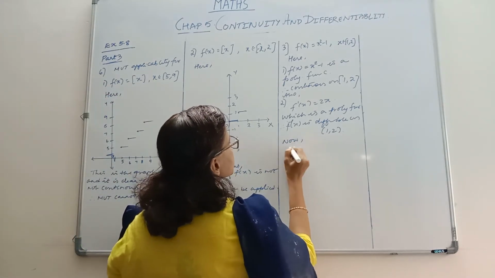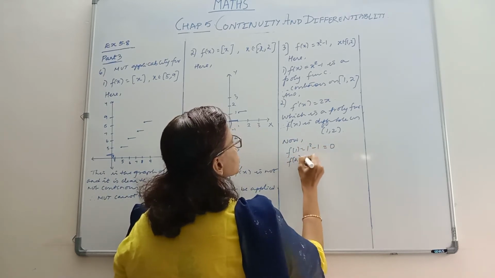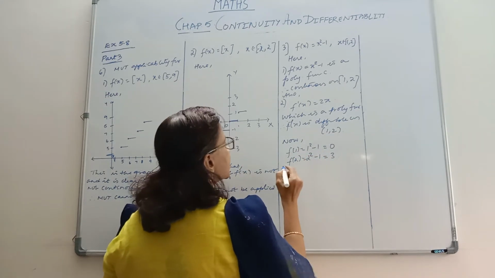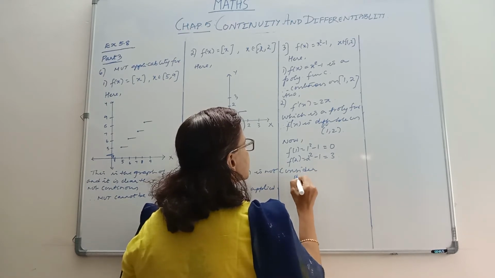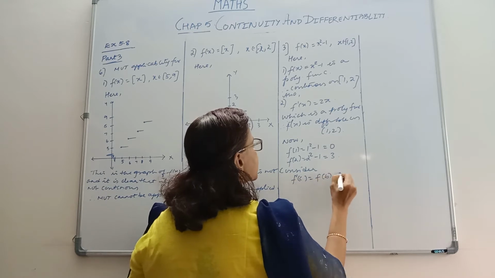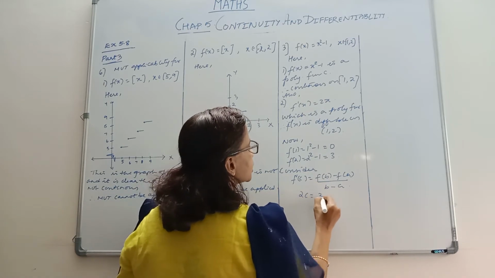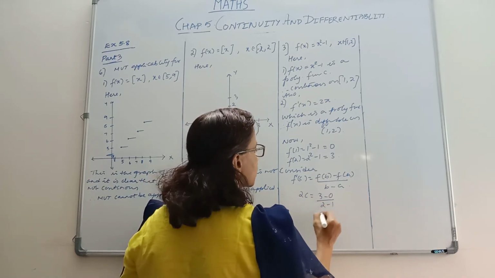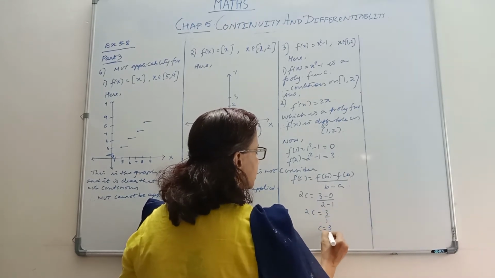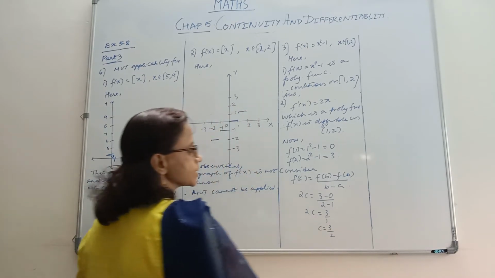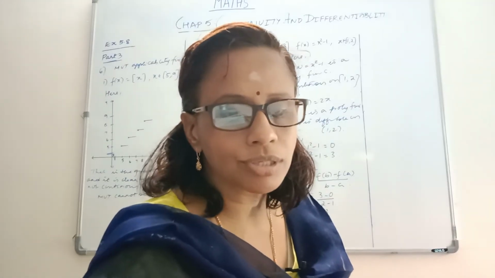Now, we will see what f of 1 is. f of 1 is 1 squared minus 1, which is 0. And f of 2 is 2 squared minus 1, that is 4 minus 1, which is 3. Therefore, consider f dash c equal to f of b minus f of a by b minus a. That means 2c equals 3 minus 0 by 2 minus 1, so that is 3 by 1. That is 2c, or rather, c will become 3 by 2.